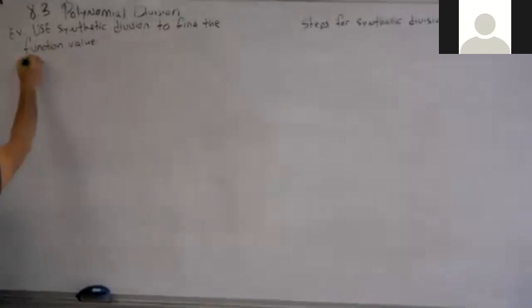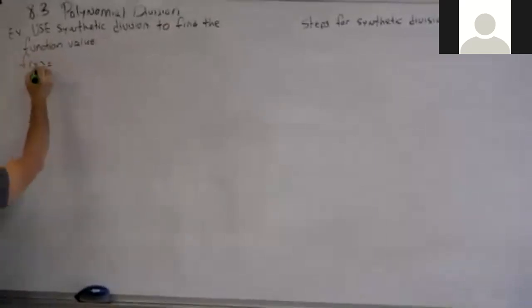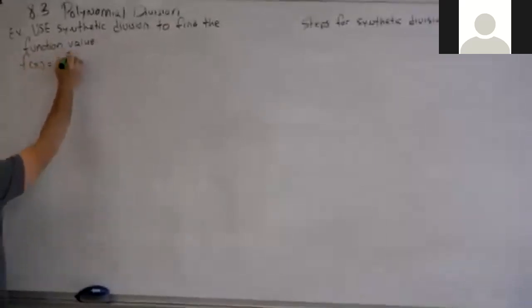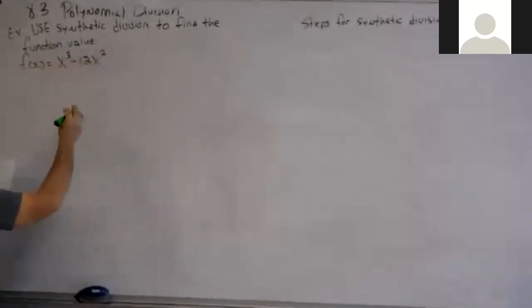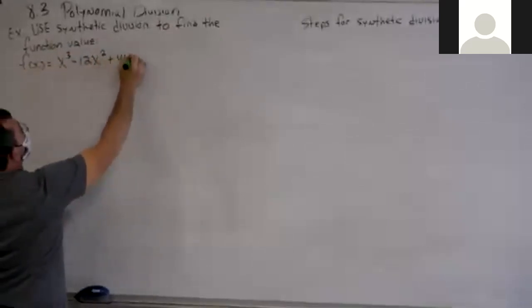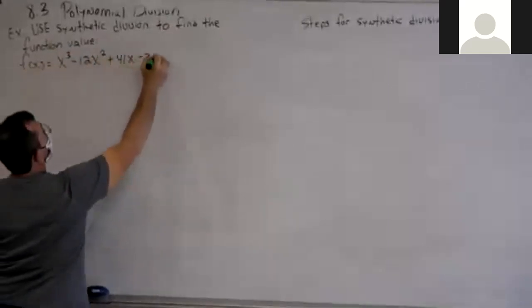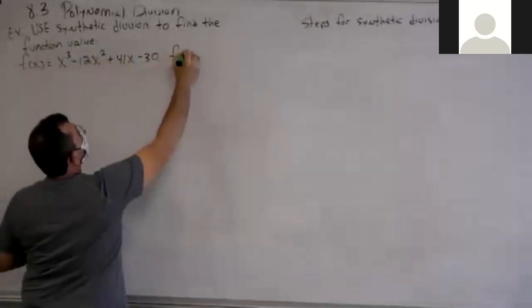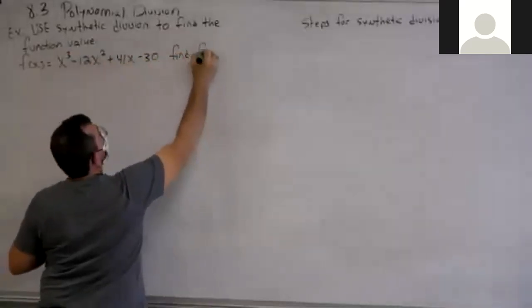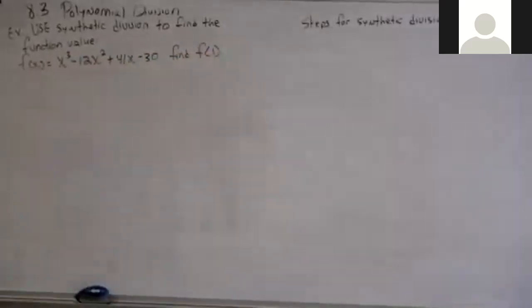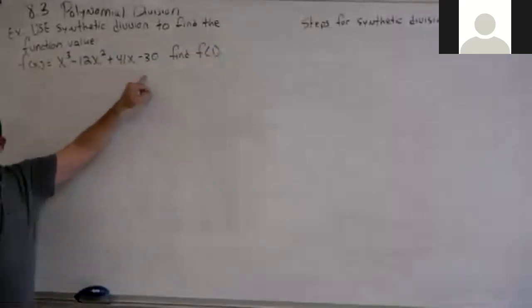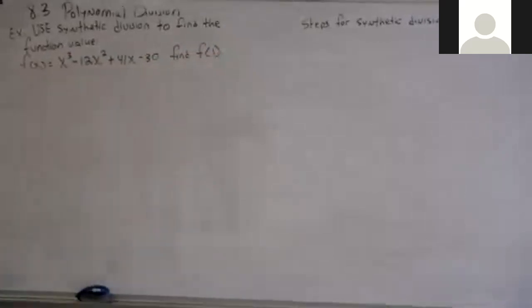All right, I'm going to start with f of x equals x to the third minus 12x squared plus 41x minus 30. I'm going to find f of 1. Now, in the past, if you wanted to find f of 1, you just put a 1 in for all these x's and then you figured it out. This is another way to do it, and that's using synthetic division, okay?